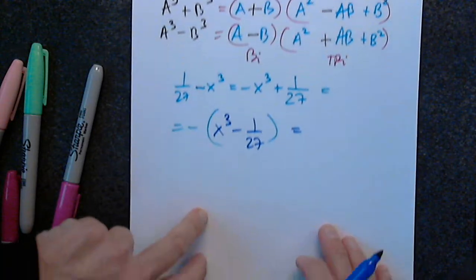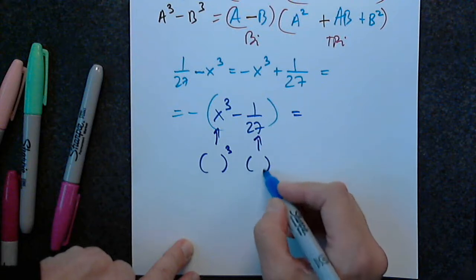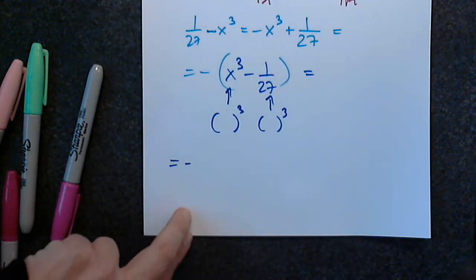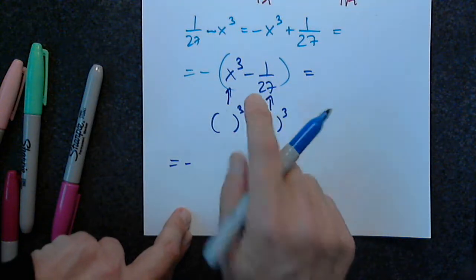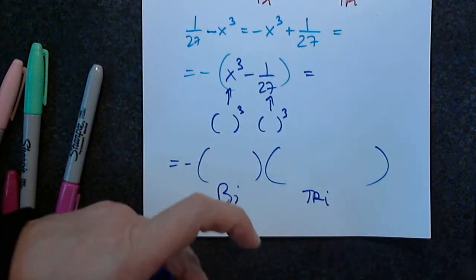They are perfect cubes. Very good. What do I cube to get this? And what do I cube to get that? Once you say, hold on, forgive me for interrupting. Once you say that this is the difference of cubes, then you will prepare a binomial and a trinomial.